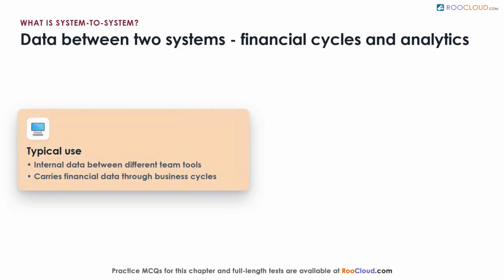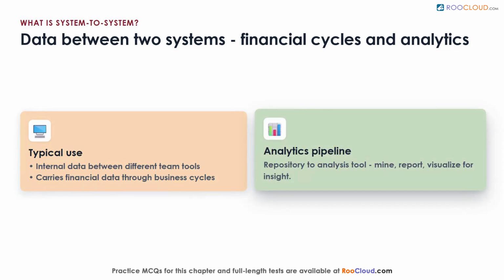So what is a system-to-system interface? It moves data between two systems inside or outside the company. Large organizations use it to pass information between teams on different tools. It also carries financial data through the business cycles. A common case is analytics. You pull data from a repository into an analysis tool. Then you mine it, report on it, and visualize it for insight.